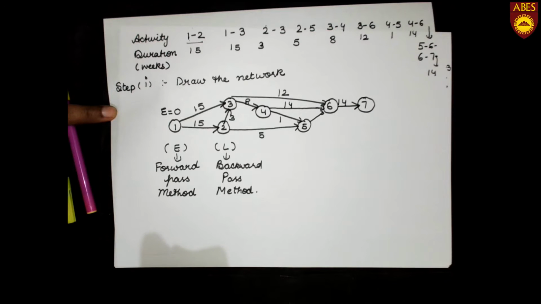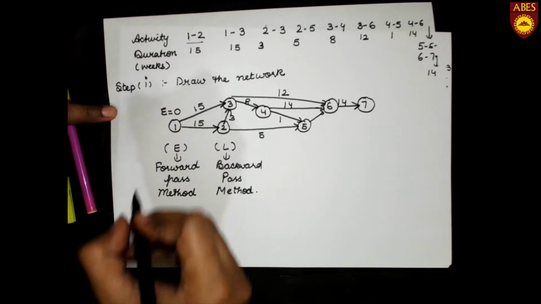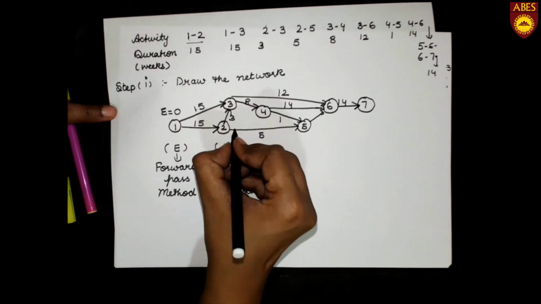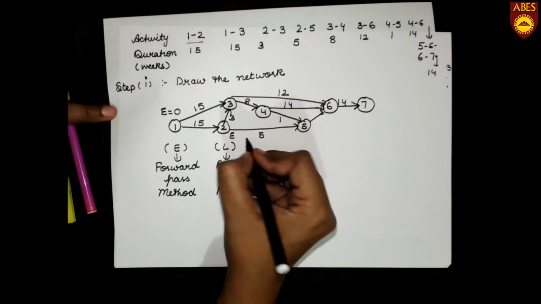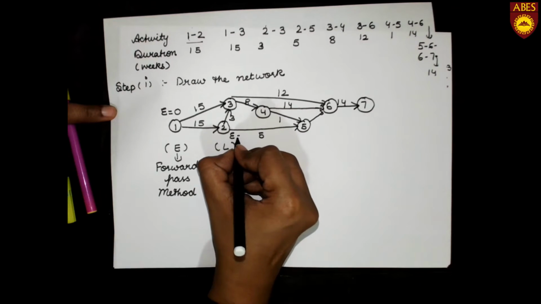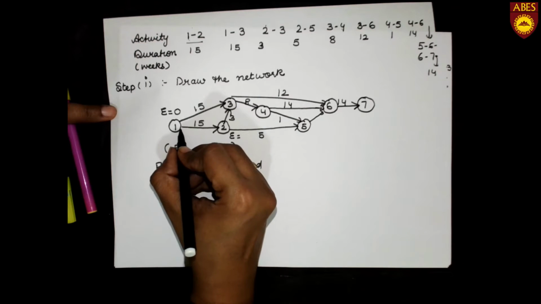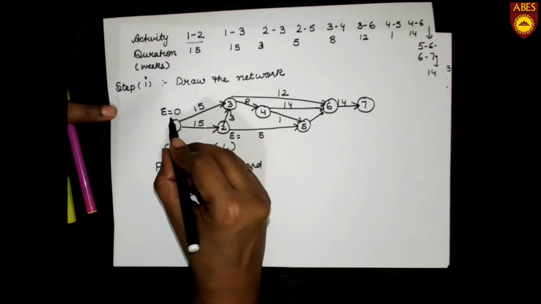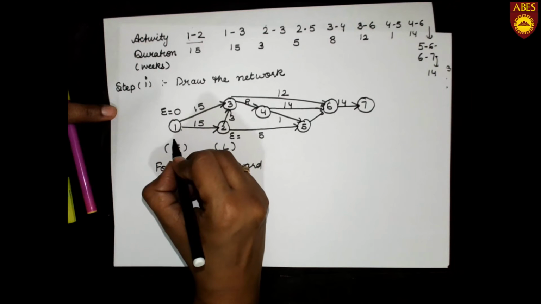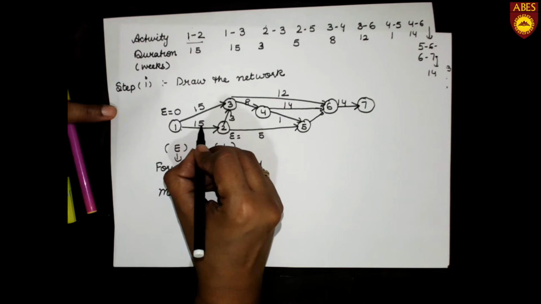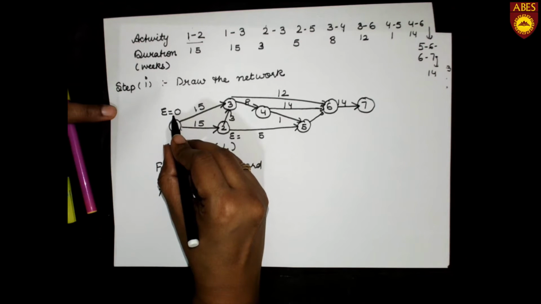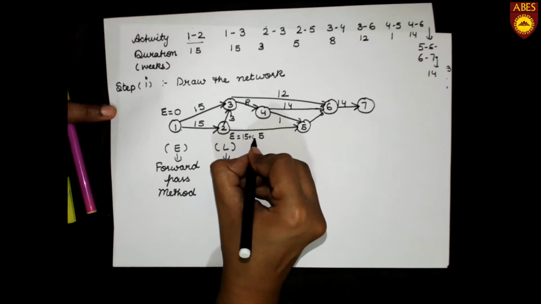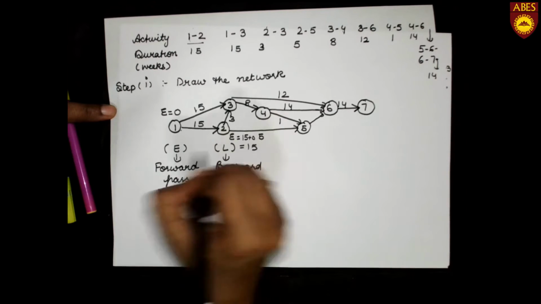Now we will find out E of each event. For the starting event, we will take E as 0. For the next event, we use Fulkerson's rule, then we have to go to the second event. The E of the second event will be the duration plus the E of the previous event. Duration is 15 over here, and E of the previous event is 0. We have 15 plus 0 is equal to 15.